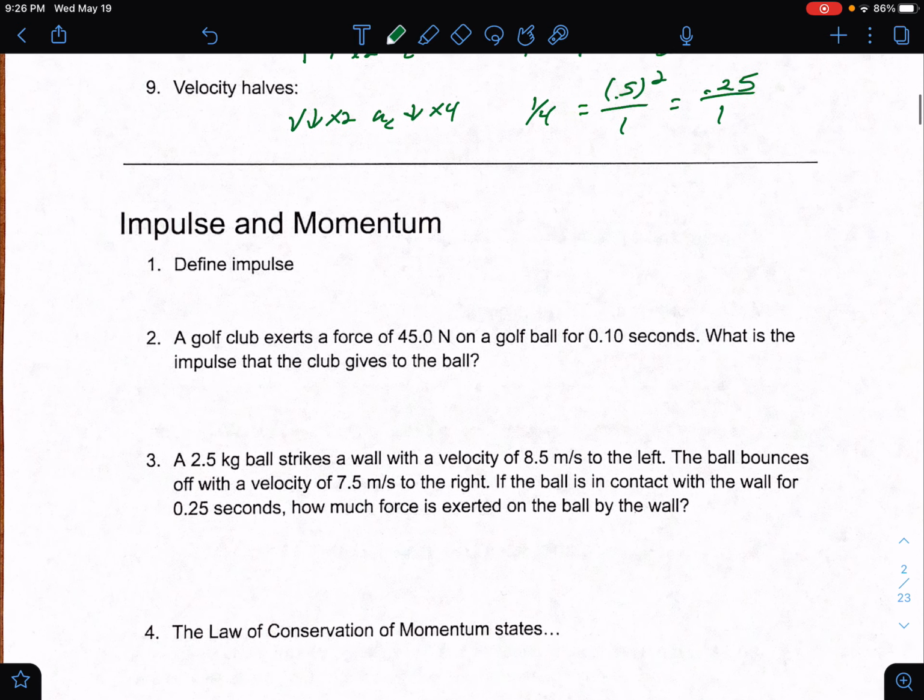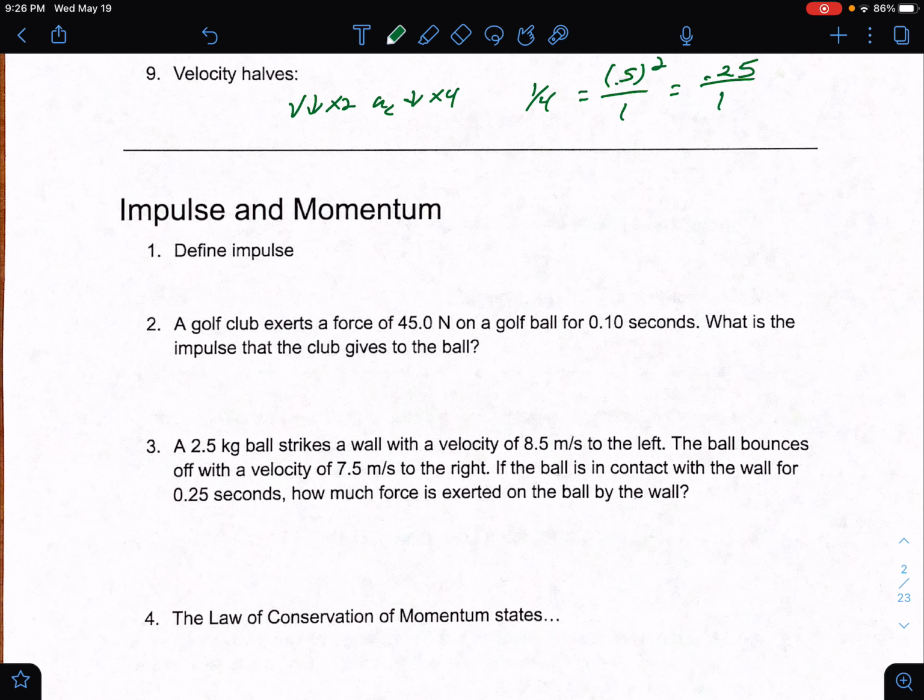Okay, impulse. So define impulse. It is basically just applying a force over time or change in momentum. I'm not going to write down these definition ones because it's going to take too long. So I'll just explain them and you can write them down and you can rewind it if you need to. So it is applying a force over time or change in momentum.